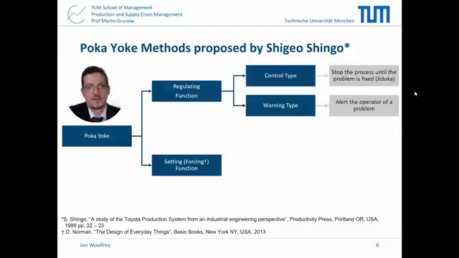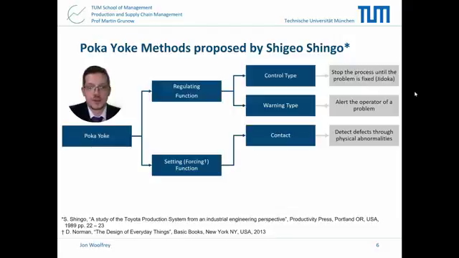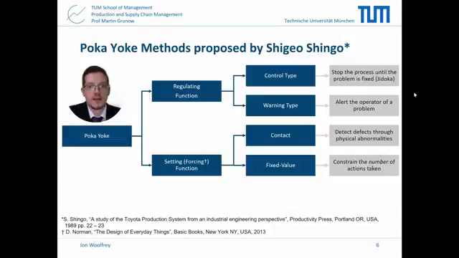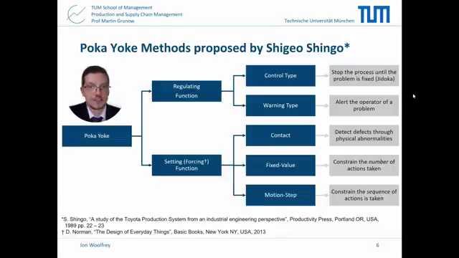So within the setting or forcing functions, we have a contact type poka-yoke device, and this involves detecting defects through physical abnormalities. This could be size or weight or color of the product. And then a fixed value poka-yoke device constrains the number of actions taken. So you can't do too little or too much. And then we also have a motion step. So this type of poka-yoke device constrains the sequence of actions that we can take.